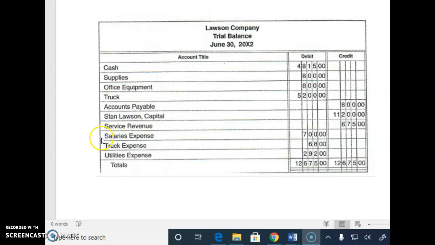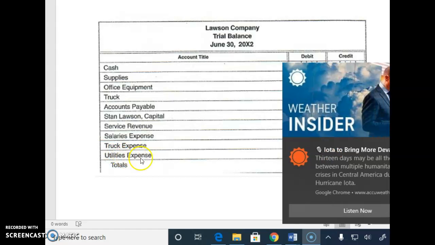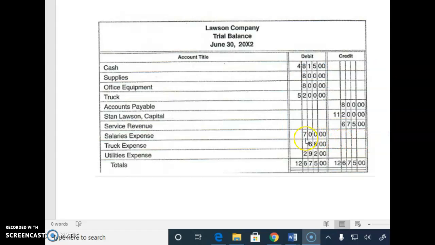And then you list your expense accounts. Now your expense accounts are normally listed in alphabetic order. And you see you have three of them: salaries, truck, and utilities expense. And these are listed in alphabetic order. So this is the way that you prepare your trial balance.